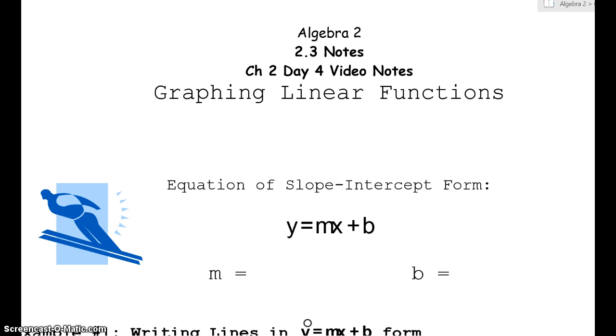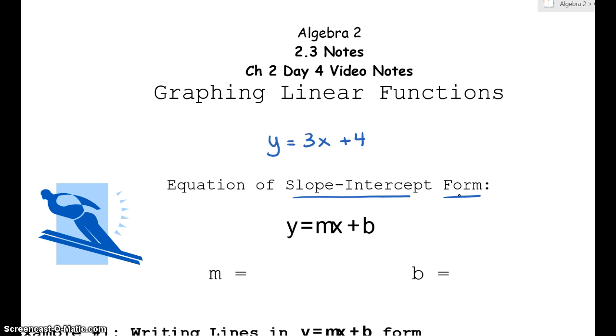Everyone, this is Mrs. Pagan, and in today's lesson we're going to be talking about graphing linear functions. Now, we've already talked about slope, so we're taking that to the next level. Alright, we know that a line is written like this. When it's written like this, I should say, it is in slope-intercept form.